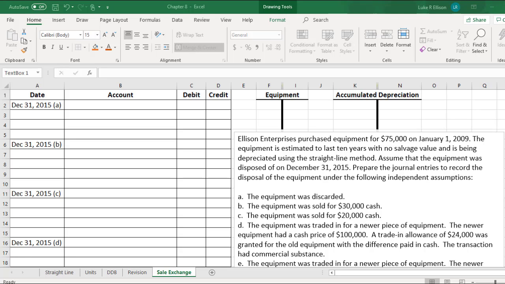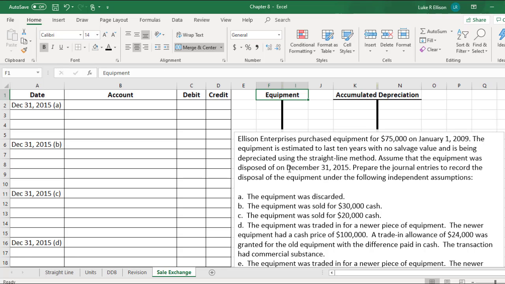So before we get into each of the independent assumptions down here, let's talk about a few different important accounts. First, the equipment account. In each of these situations, we're going to be getting rid of our equipment, either discarding it or selling it or exchanging it for new equipment. And therefore, we have to close the equipment account out on our books. So it might be helpful to know what the balance of the equipment account is.